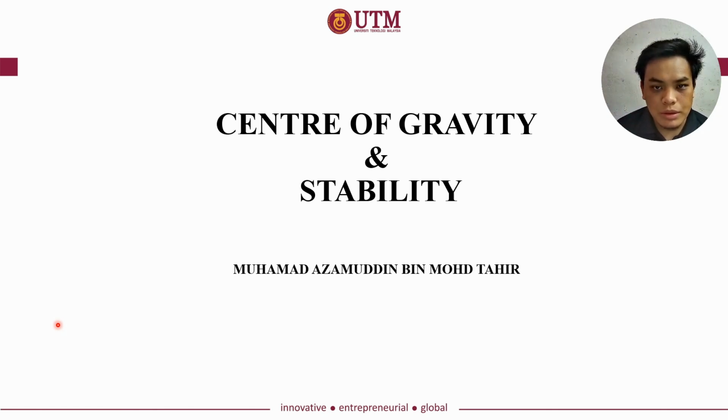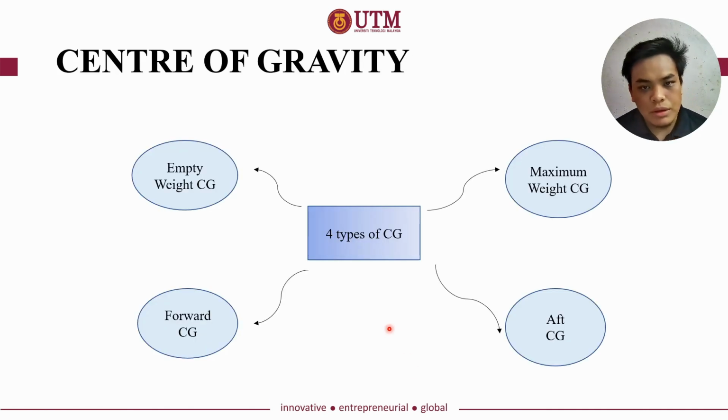My name is Muhammad Azamuddin bin Muhammad Tahir, and now I'm going to present about the center of gravity and the stability for our RC plane. So let's take a look at the center of gravity first. As we know, there are 4 types of CG, which are the empty weight CG, maximum weight CG, forward CG, and aft CG. And we will show the calculation for these types of CG.